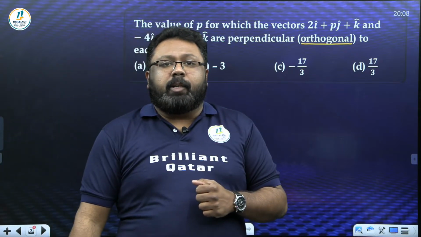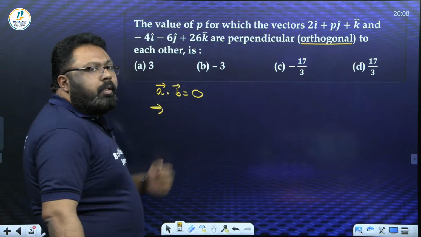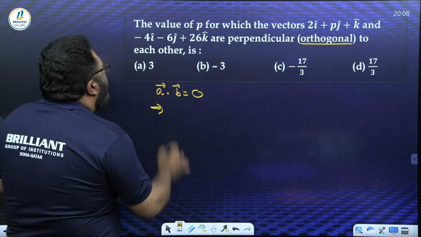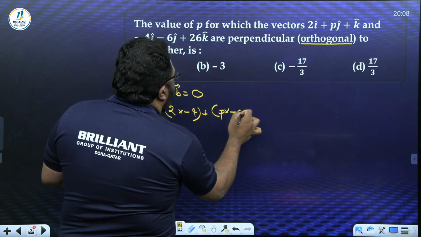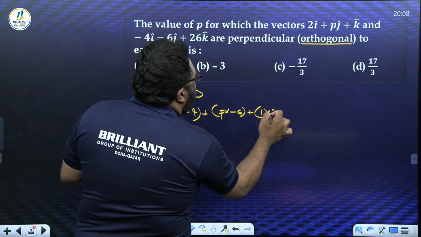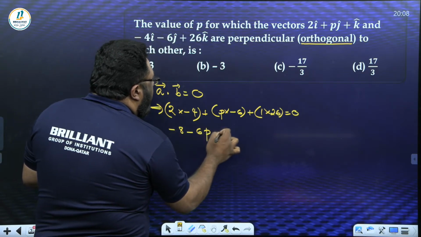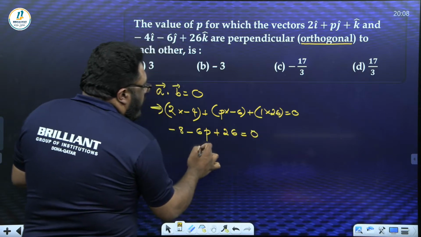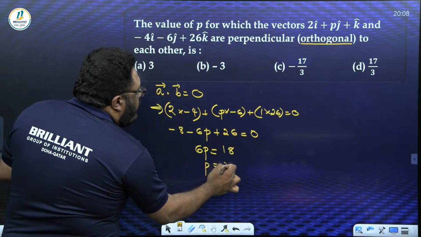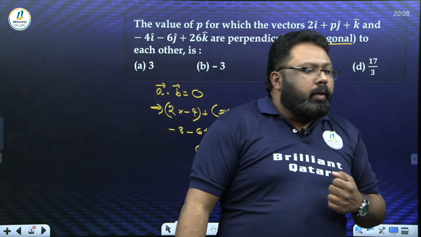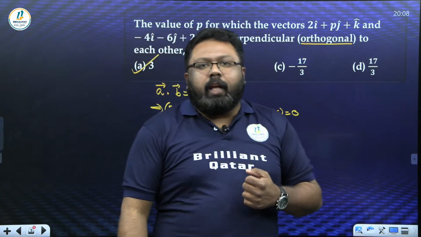What is the condition for two vectors to become perpendicular? Dot product equal to 0. Yes, my dears, you know how to take the dot product. Simply multiply the corresponding components. 2 times minus 4 plus p times minus 6 plus 1 times 26 equal to 0. Minus 8 minus 6p plus 26 equal to 0. So 6p is equal to 18. p is equal to 3, my dears. Yes, right answers have already started coming from the students. Option A, 3.